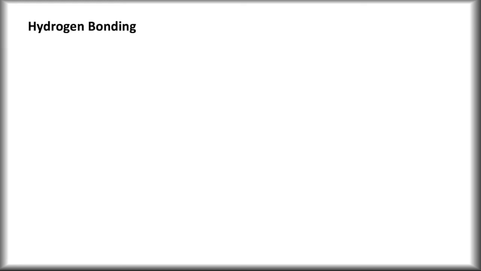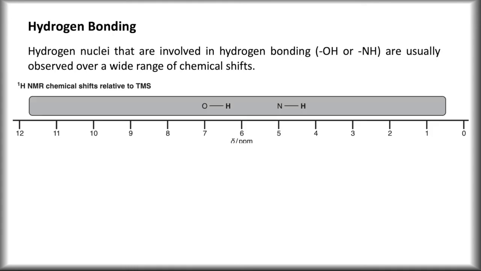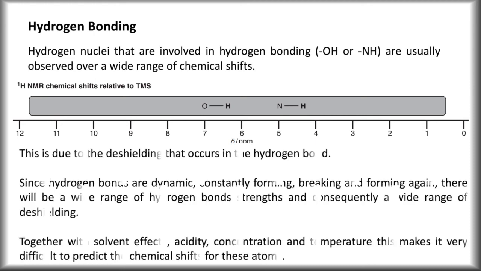One interesting property that arises is hydrogen bonding. Now, when you come to look at that table, you can see that hydrogens bonded to an oxygen or a nitrogen have a very large chemical shift range. In fact, they could be anywhere from 0.5 to 12. So why is it that they have such a large range? Well, it comes down to hydrogen bonding.